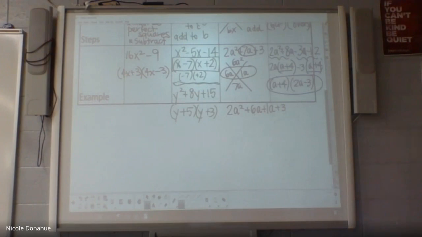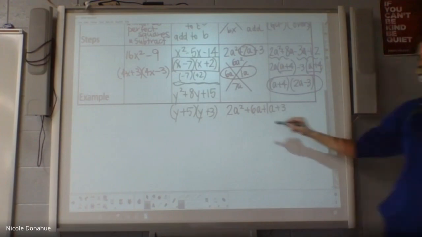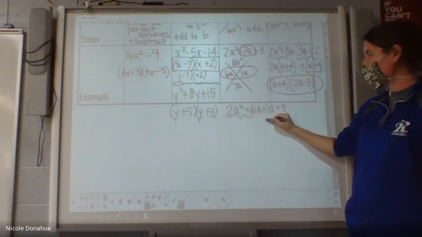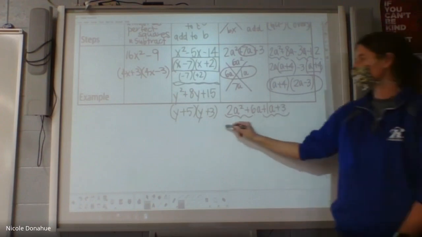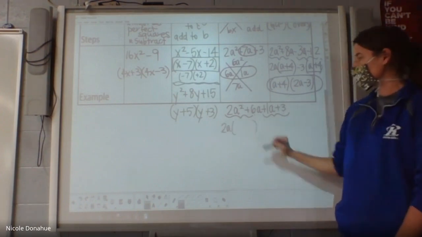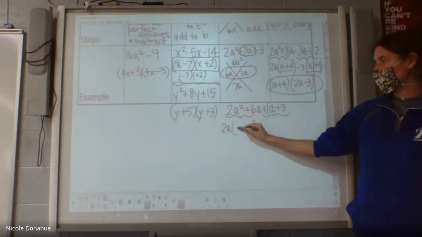Okay? Now why is this okay for us? What did we just learn? We learned grouping. It has 4 terms. So now we want to group it. What can I pull out of those first two terms? 2a. If I take a 2a out, I'm left with a plus 3.